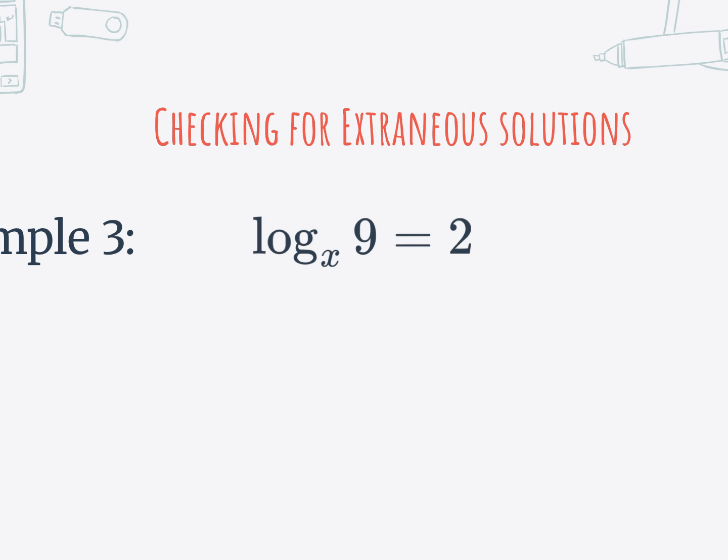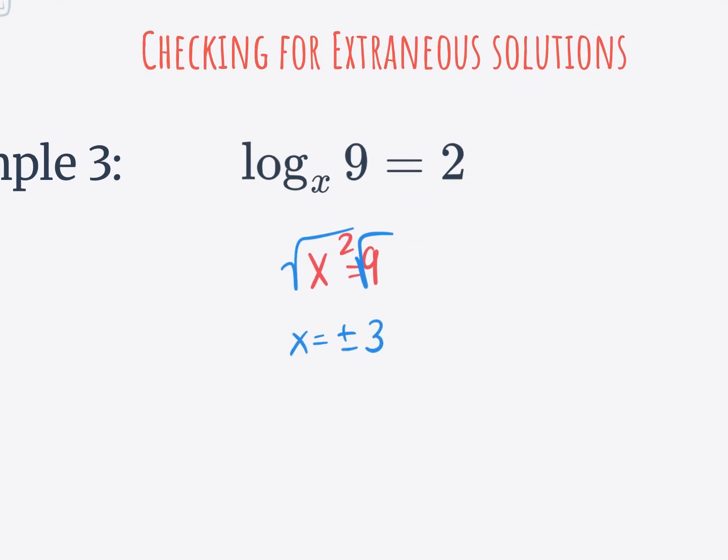So let's solve this by just making this into x squared is equal to 9. Okay, so x squared is equal to 9, just because I turned it from logarithmic form to exponential form. So if I square root both sides, I've got to remember to account for both the positive and the negative square root of 9, which is 3. So I've got both a positive 3 and a negative 3.